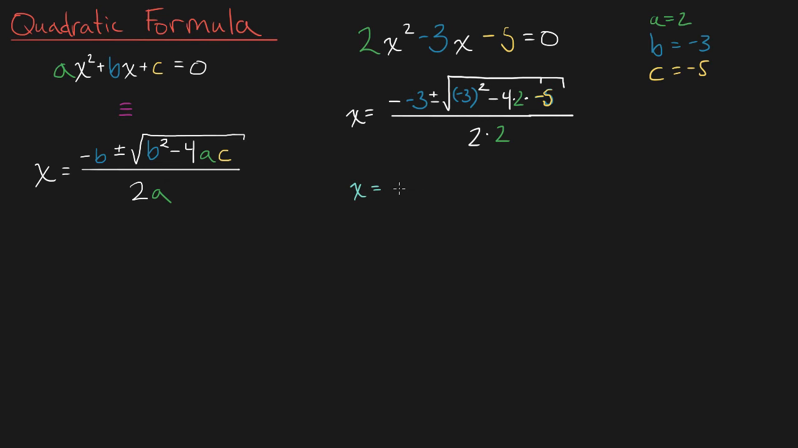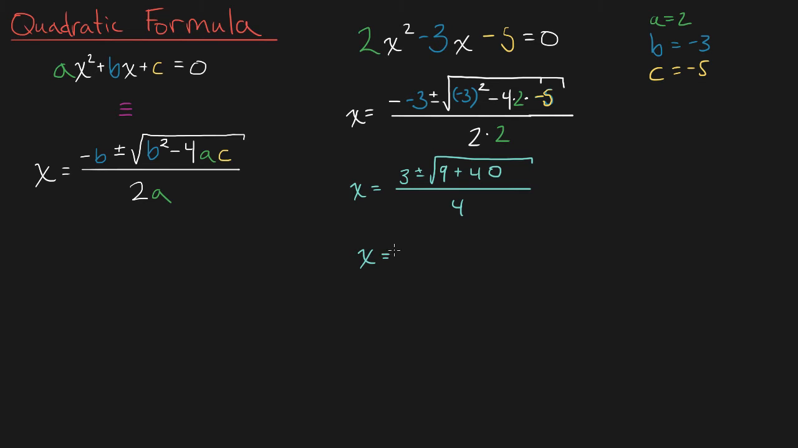So on the left-hand side we have x, and on the right-hand side, negative 3 is equal to positive 3. So positive 3 plus or minus the square root of negative 3 squared is 9. Negative times a negative is a positive. And then we have negative 4 times 2 times negative 5. Negative 4 times negative 5 is positive 20. Times 2 is positive 40. So 9 plus 40. And then on the bottom we have 2 times 2, which is equal to 4.